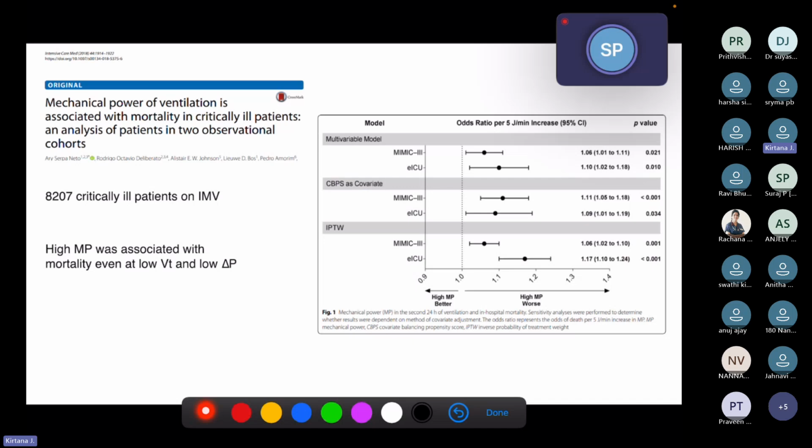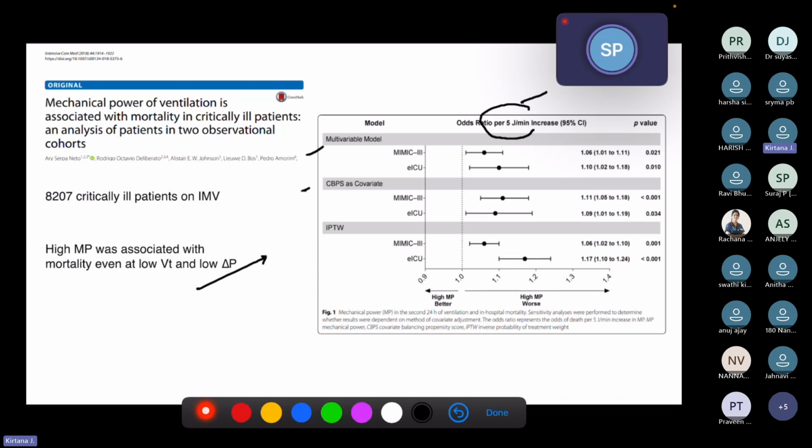So this was a study that was done in more than 8,000 critically ill patients, not ARDS patients, who were on mechanical ventilation. It was a retrospective study, and they calculated the mechanical power at day 2, and they tried to plot the patient's mortality against the mechanical power. So they were able to show that for every 5 joule per minute increase in the mechanical power, the mortality actually increased. And this increase in mortality was present even if they factored in low tidal volume and low driving pressure states, right? So they tried to look at the mechanical power versus mortality, and they showed that with every 5 joule increase in mechanical power delivered, your mortality is going to increase.